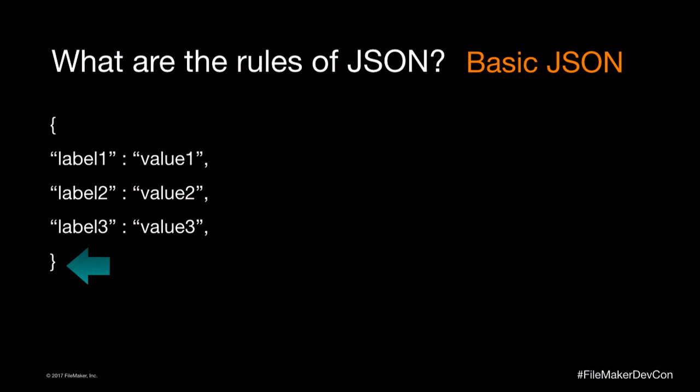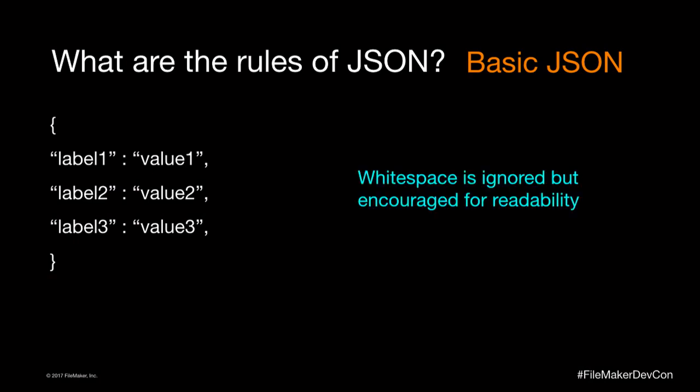And then closing it with curly brackets. So every opening bracket needs a matching paired bracket there. Right? So that's fairly basic JSON that's easy to read, that's easy to construct when we want to construct it, but it gets more complex along the way.